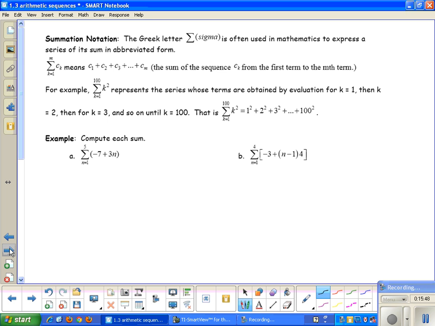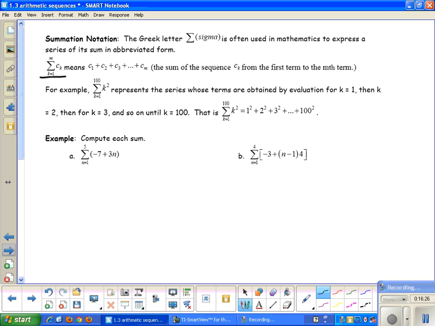Okay, so the next thing we're going to talk about is summation notation. The Greek letter sigma is often used in mathematics to express a series or its sum in abbreviated form. So for example, if we have this notation right here, that means that we want to find the sum of the sequence for the formula c sub k for a k value starting at 1 all the way up to m. So that means that you would be adding them together. So if you plug in 1 for k, you would find c sub 1. If you plug 2 in, you would get c sub 2, and you would just keep adding them all together.